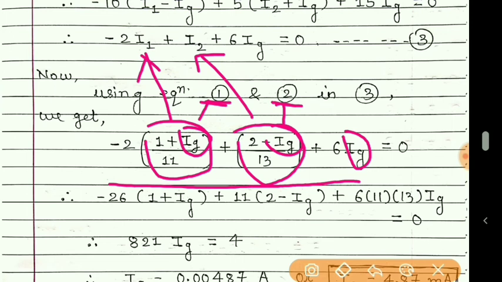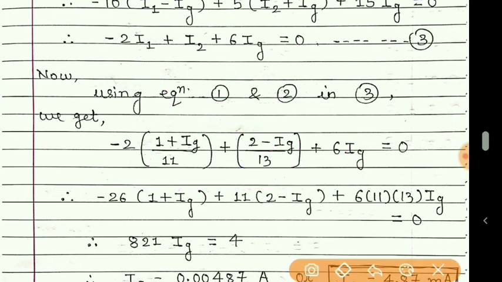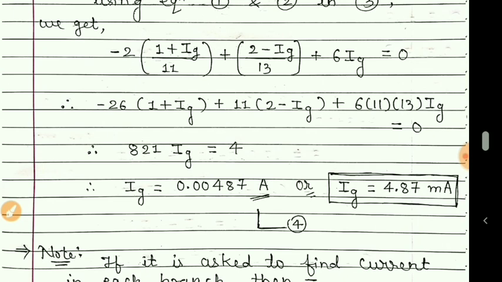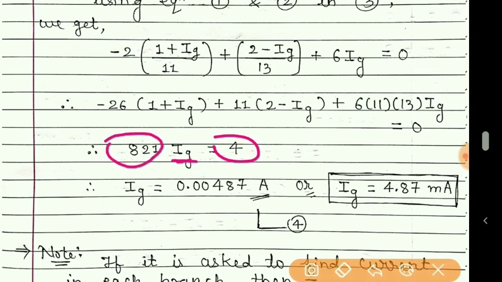Now students, by taking LCM and simplifying, you will get this equation. Simple mathematics is there. You are in 12th standard, so this is not difficult for you. And then solving, you will get the next step. 8.21 Ig is equal to 4, and finally Ig is equal to 4 divided by 8.21. You will get this much value. Using a calculator you can divide it, you will get this value, and Ig is a current, so it is in ampere.